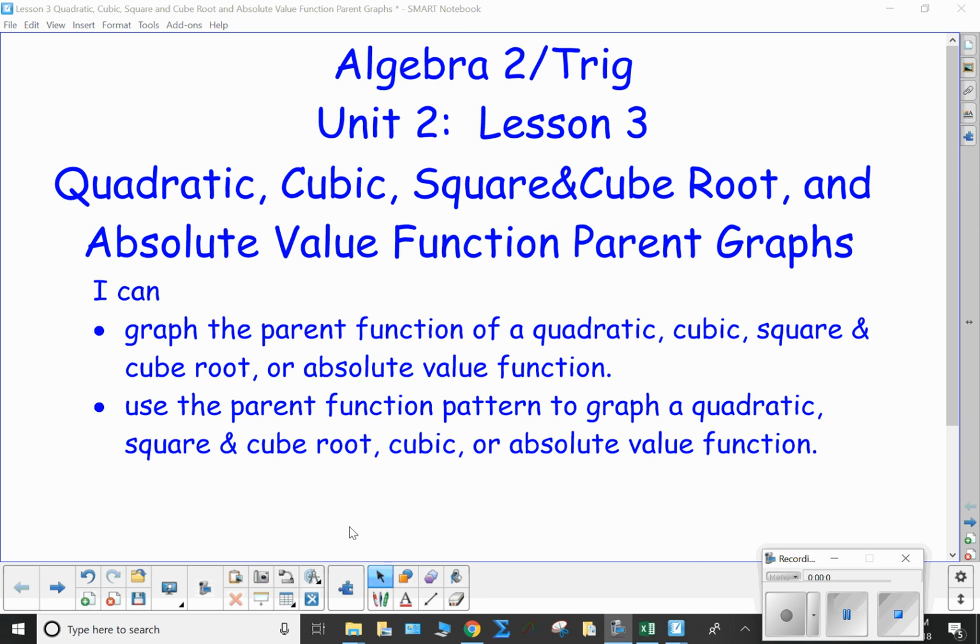Estimations unit, and this is lesson 3. We're talking about parent functions, the parent functions that you have to be able to recognize. The first part of this lesson really doesn't have notes for you to take. You need to watch and learn. And then we're going to go over and fill in some charts for you to learn which graph is which. This is really more memorization than anything else.